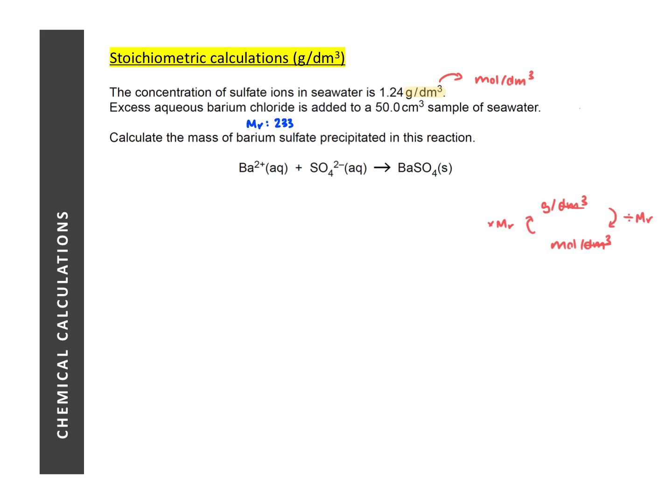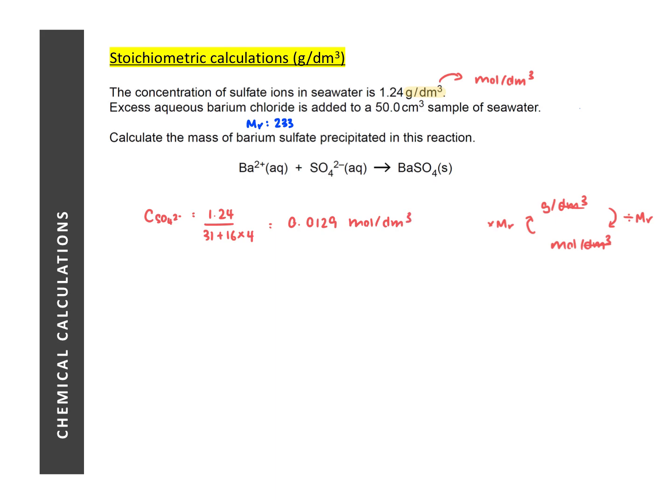Given that the concentration of sulfate ions is 1.24 grams per dm cube, I first would convert it to moles per dm cube by dividing by the molar mass of sulfate. That would be 31 plus 16 times 4, and that's 96. So I will get 0.0129 moles per dm cube.